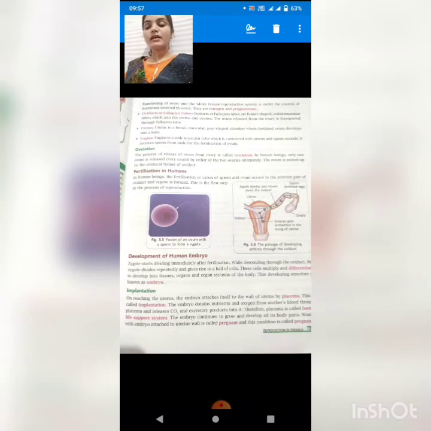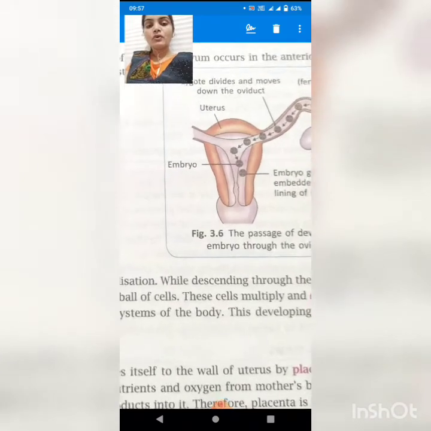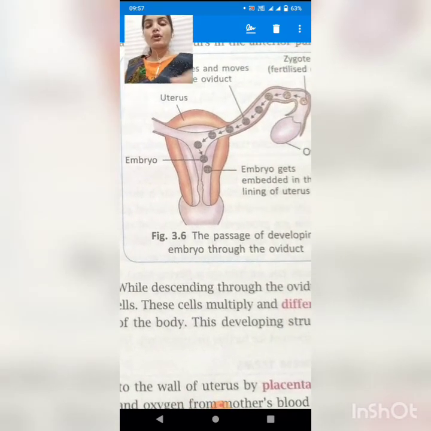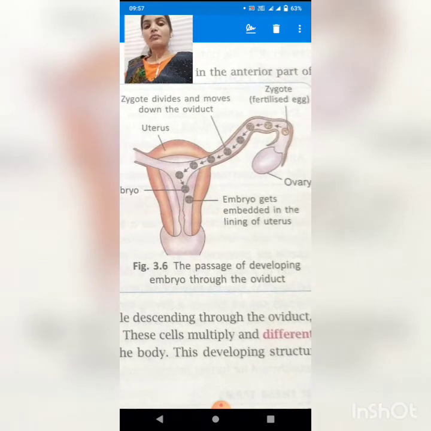Here in diagram 3.6, students, you can see how the process of fertilization takes place. At the end point of the oviduct where the fimbriae is formed, you can see the zygote is now formed, meaning the fertilization has taken place. After that, the fertilized form, that is the zygote, is coming to which part? It is coming to the uterus.